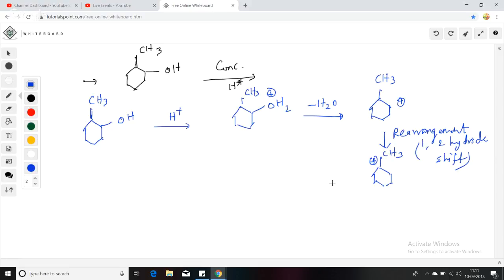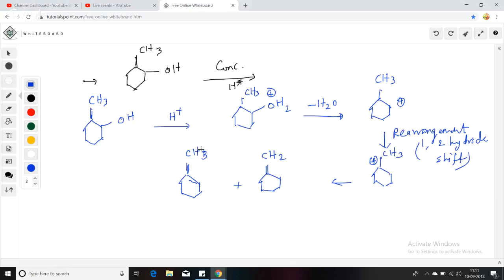And finally, we have the same result, and that result is what? And that result is CH2 plus CH2 plus CH3 and double bond here.